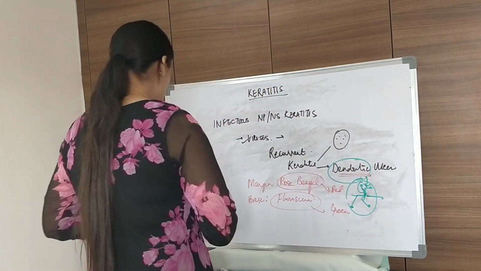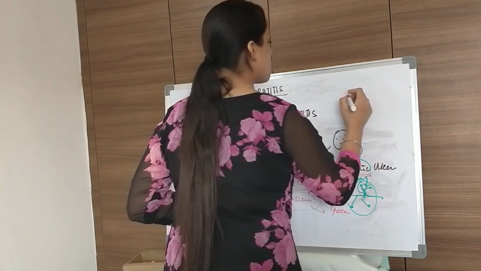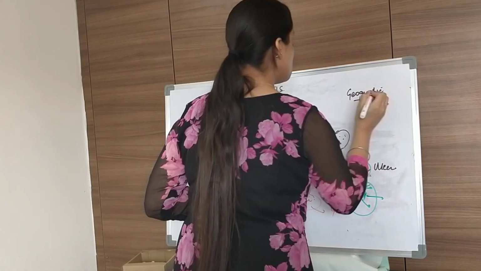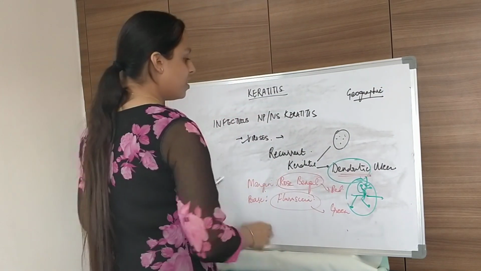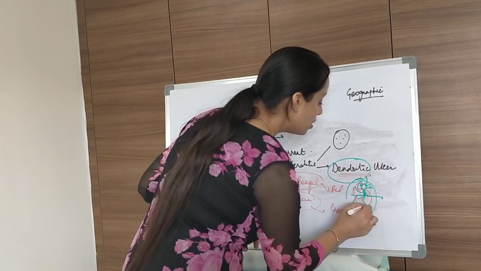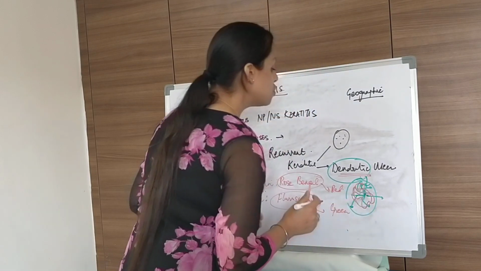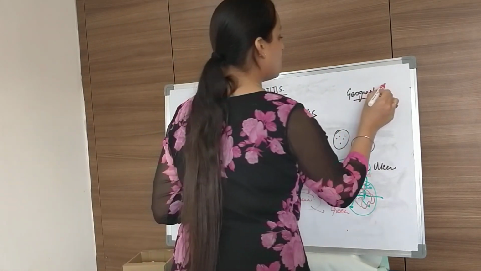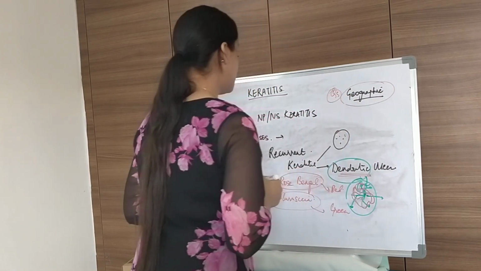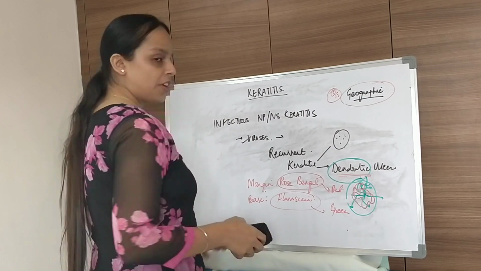Okay, another thing which it can cause is also called a geographic ulcer. So what is this geographic ulcer? These dendrites themselves, they can fuse together to form a larger ulcer in form of an amoeboid configuration or like a map. That is why it is called a geographic ulcer. Okay, so this is also a question, geographic ulcer. So these are the various forms of keratitis.